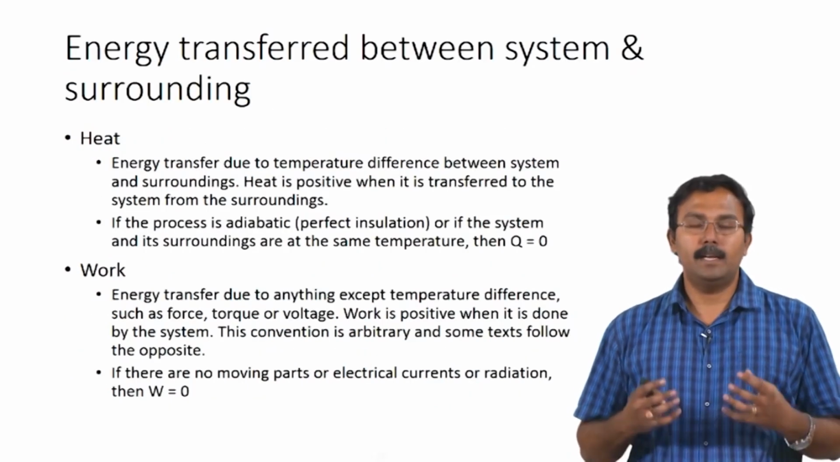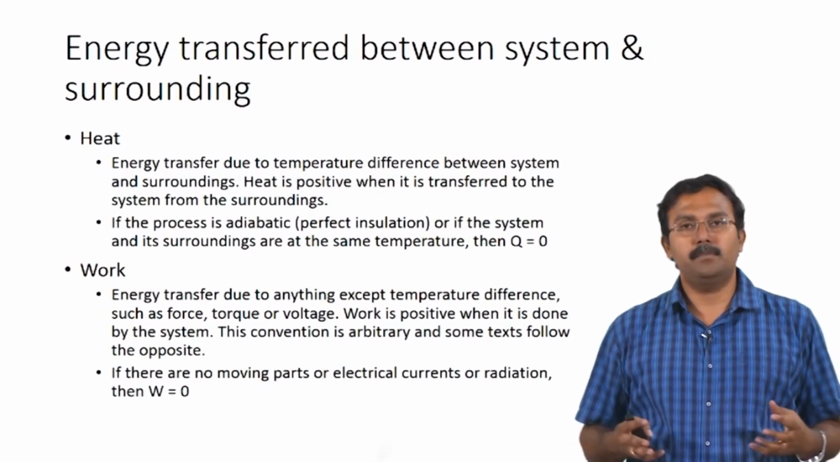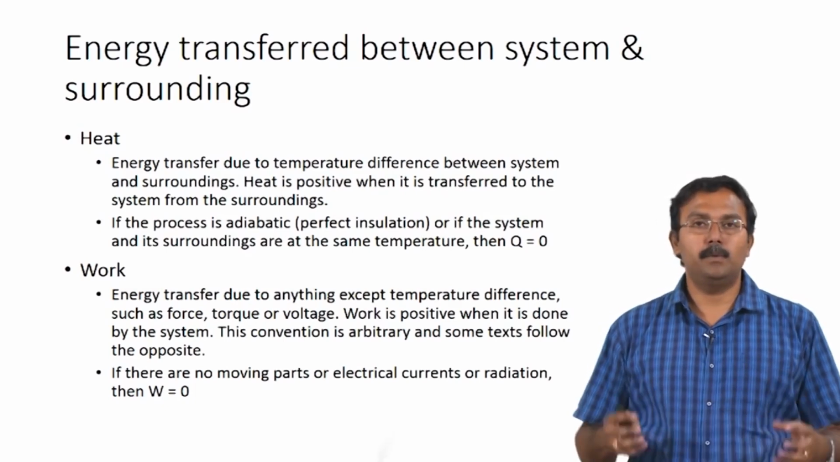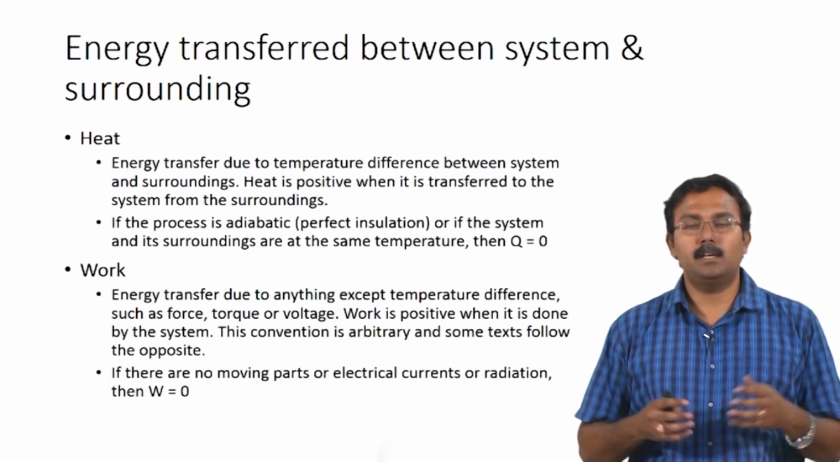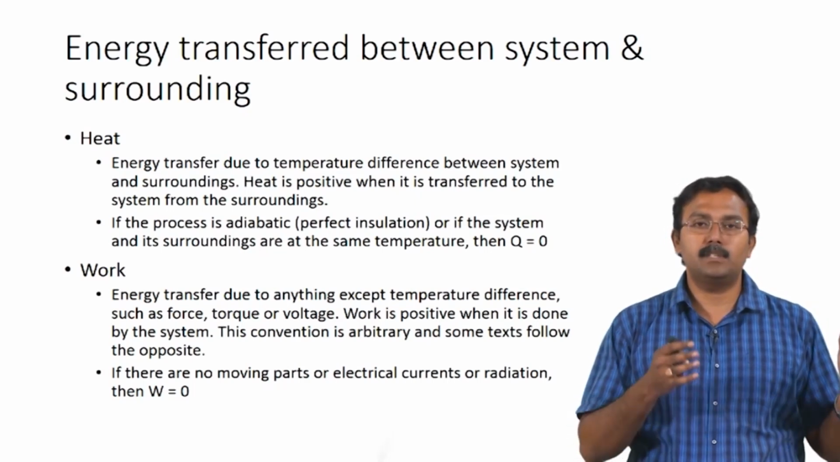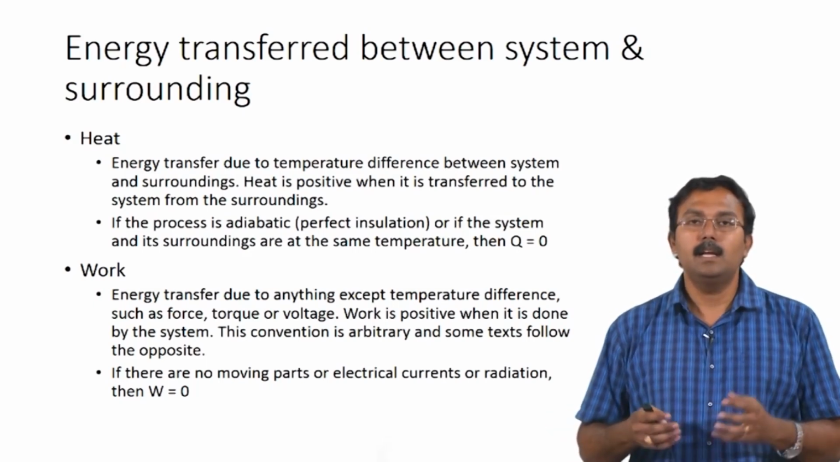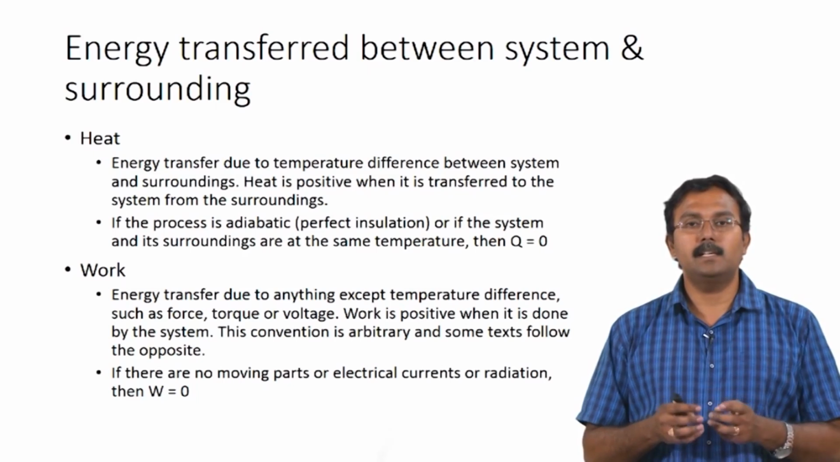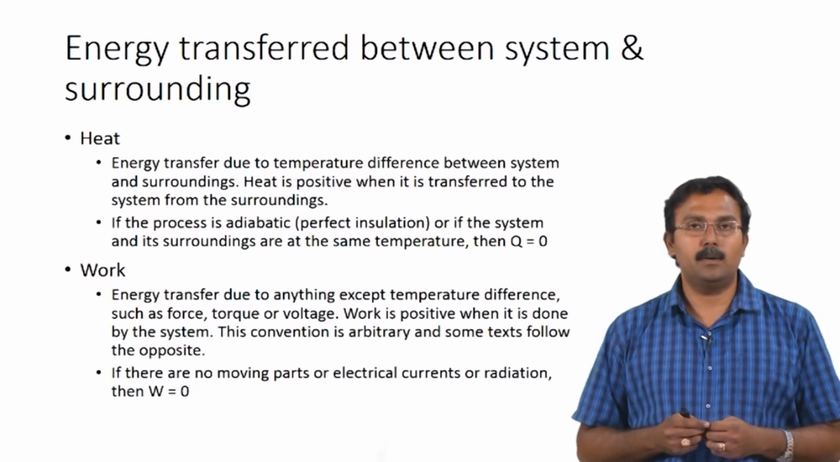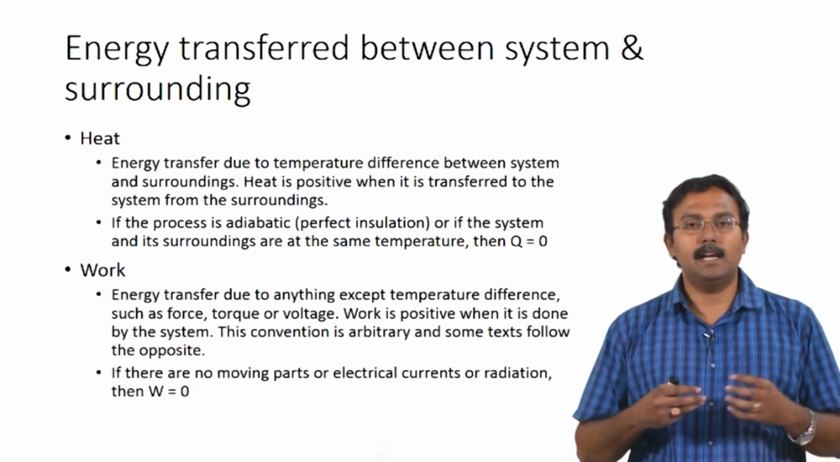When we talk about energy balances, there are different types of energies which we look at while we are balancing them. So, we can broadly classify them as two things, which is energy which is transferred between the system and the surroundings, and the energy which is possessed by the system itself. So, we will first look at the energy which is transferred between the system and the surroundings. This would be the heat and work.